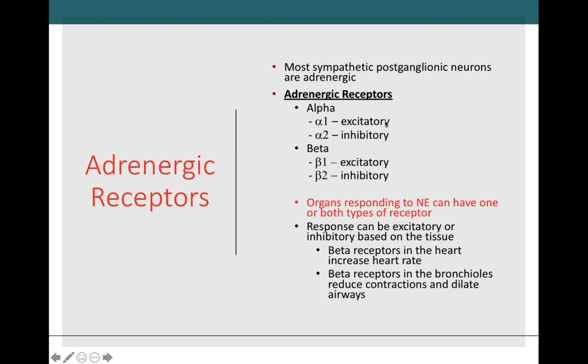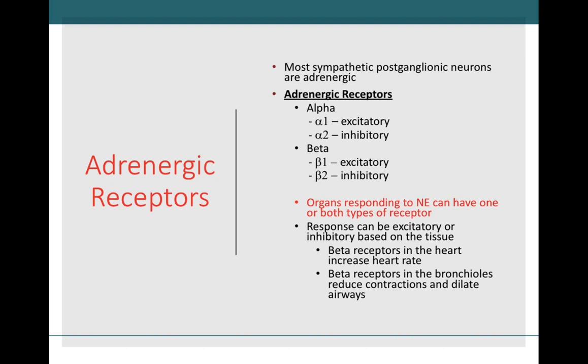So I'd like you to feel comfortable with each of these types of receptors, but just keep in mind that if there's a 1, it's going to be excitatory. If there's a 2, it's going to be inhibitory. So that should really streamline your understanding of these adrenergic receptors. Essentially, if you see a 1, it's excitatory. If you see a 2, it's going to be inhibitory. Now, alpha and beta will become important when we start talking about different drugs, but for now, let's just focus on the adrenergic receptors as a whole.